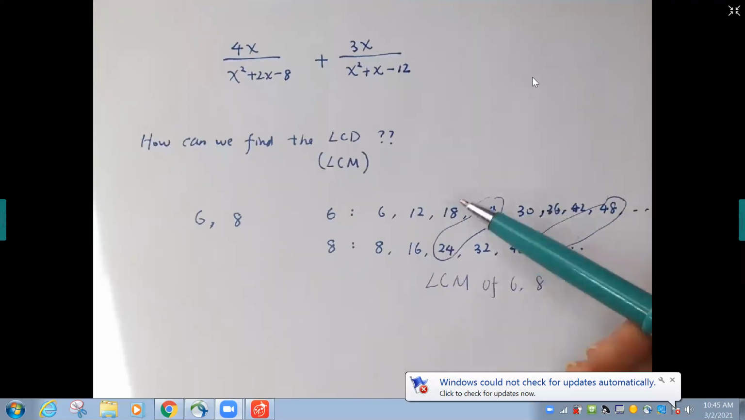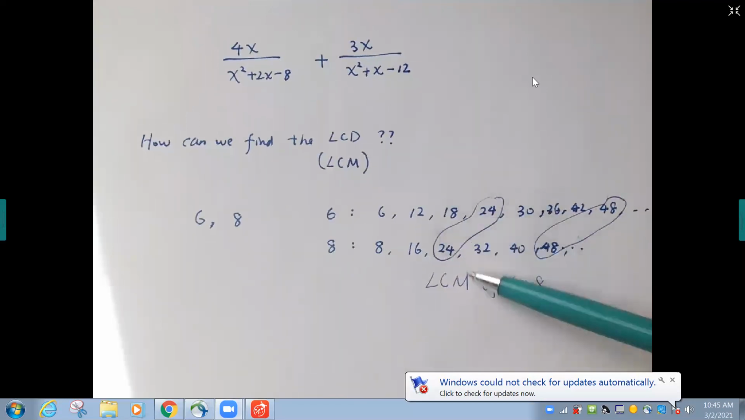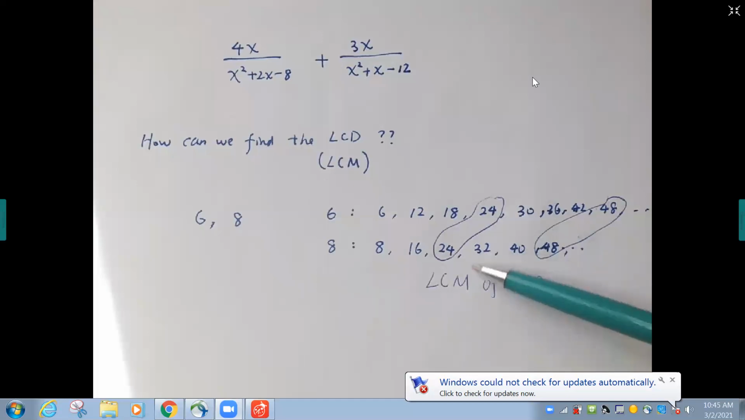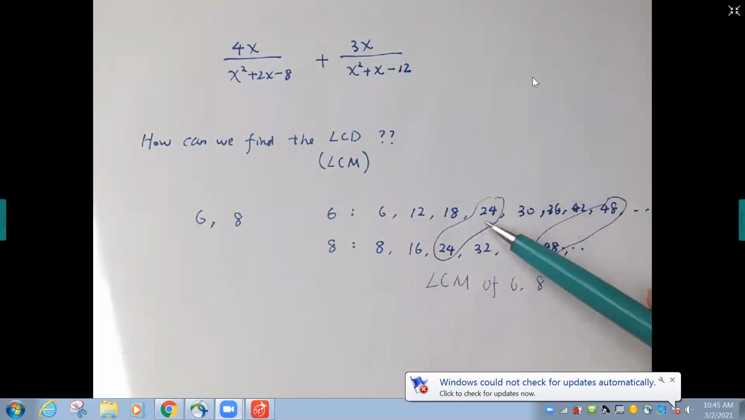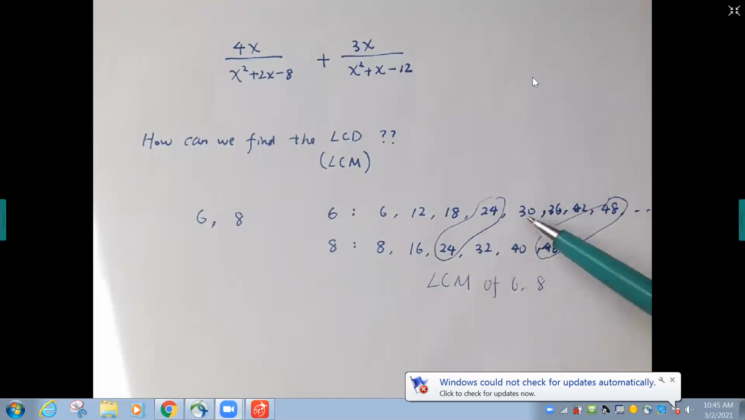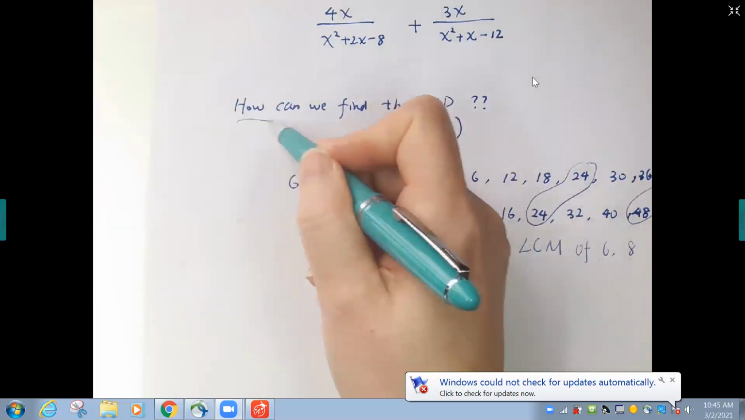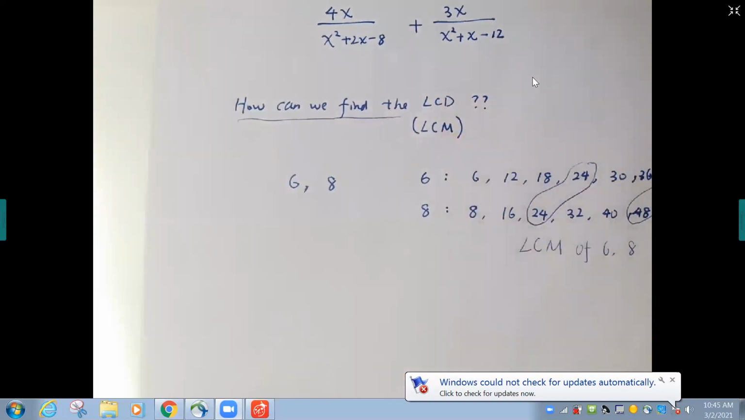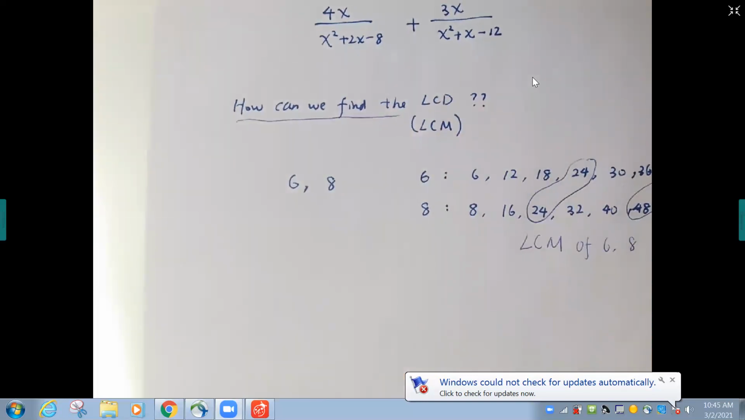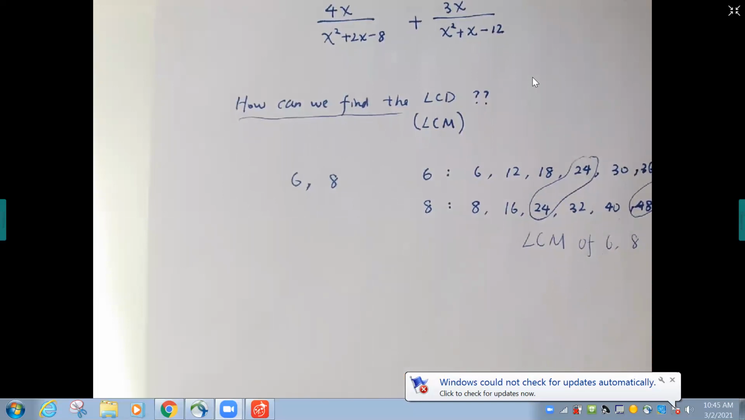Okay, so this is the introduction of the concept. But when we are working on real problems with big numbers, we do not want to list all the multiples. Why? Because that is too time consuming. Now let's go back to the question: how can we find the least common multiple for polynomials that include numbers?